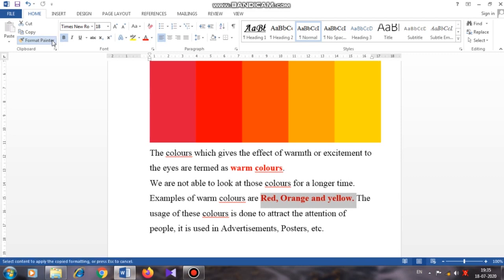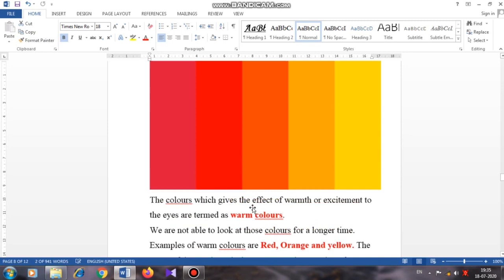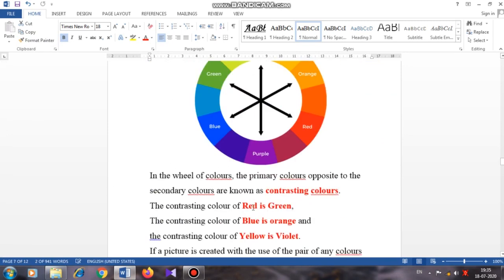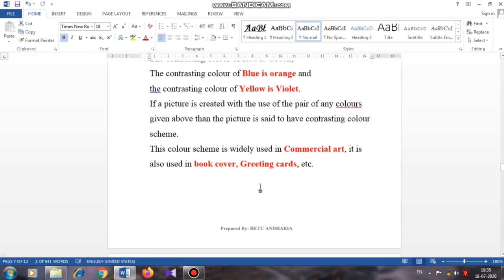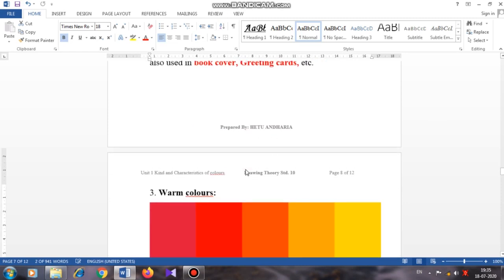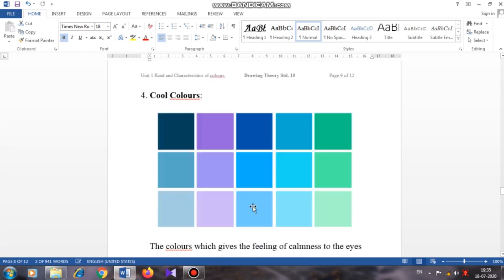Another thing, the usage of these colors is done to attract the attention of people, and that is why it is used in advertisement and posters. See, one thing which is common is warm colors also look attractive. So the examples are the same. Commercial art, book cover page or greeting card, or here if you see advertisement, posters, all these things mean the same.